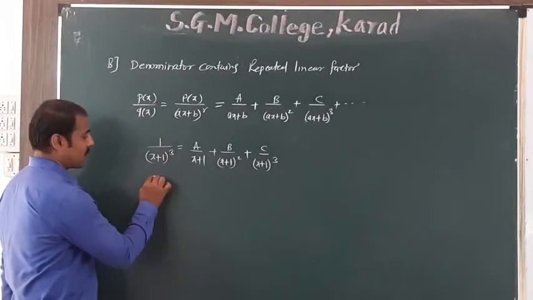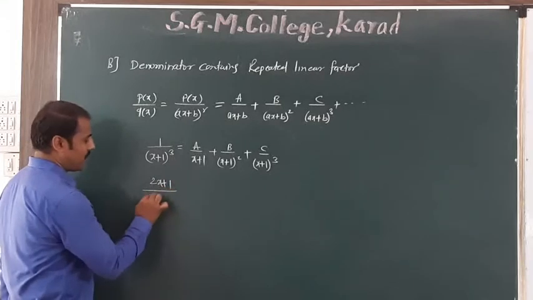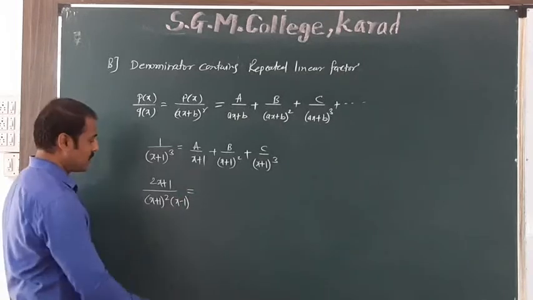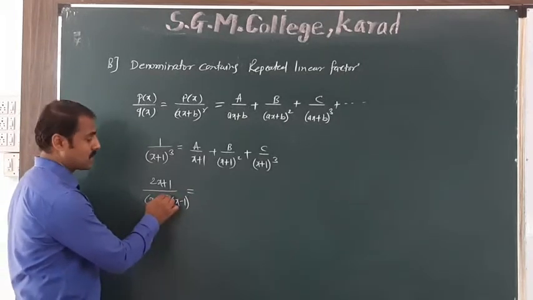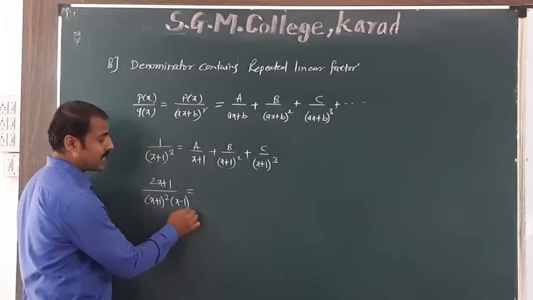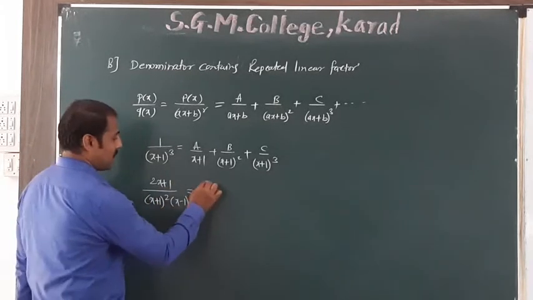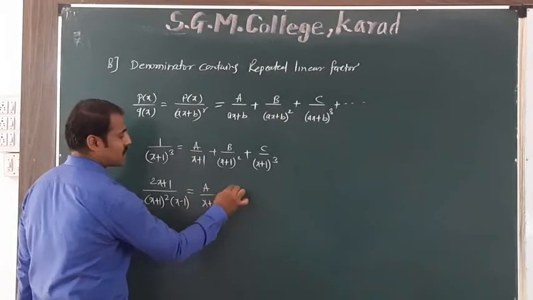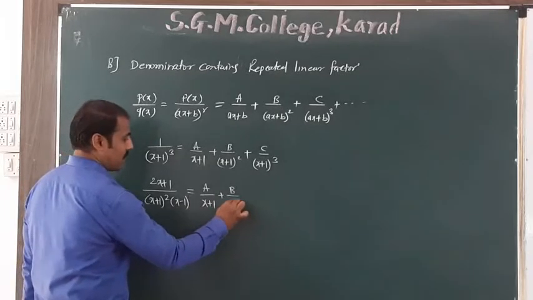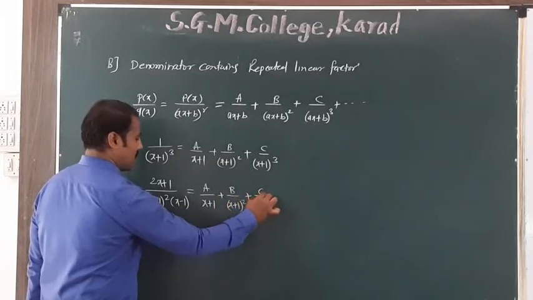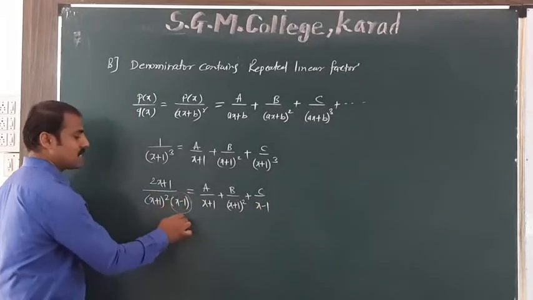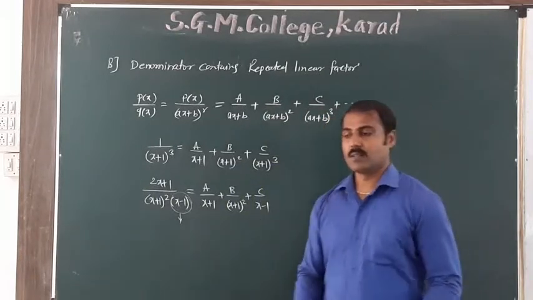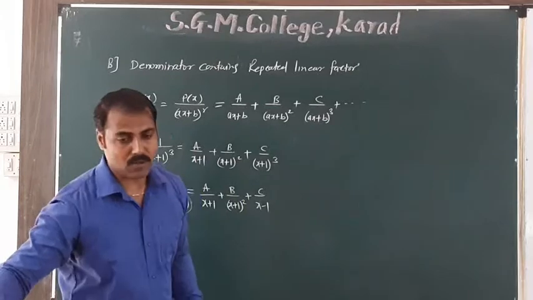And take another example: (2x + 1) divided by (x + 1) squared into (x - 1), which is equal to, here x + 1 is repeated 2 times, so 2 constants are there, and here is again x - 1, so a third constant is there. A divided by x + 1, plus B divided by (x + 1) squared, it repeats 2 times, plus C divided by x - 1. Since this factor is non-repeated type, so C divided by x - 1.